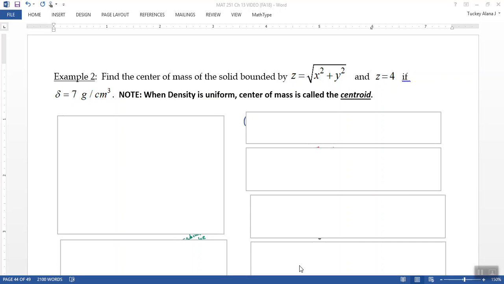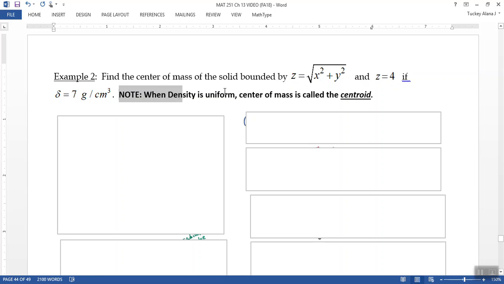So now we want to find the mass of a solid. So this will be a three-dimensional problem. It's bounded by z equals the square root of x squared plus y squared, which hopefully you know off the top of your head. It's a cone, that's right, good. And z equals 4, which you definitely should know off the top of your head, that's a plane, right? If the delta function is equal to 7 grams per centimeter cubed.